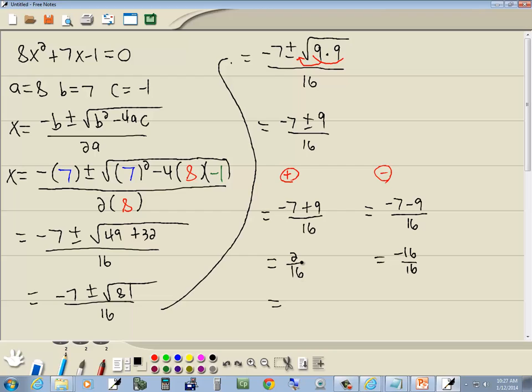Now this fraction reduces. 2 and 16 both divisible by 2. 2 divided by 2 is 1. 16 divided by 2 is 8. So our first answer is 1/8. And negative 16 divided by 16 gives us negative 1. So that's our second answer.